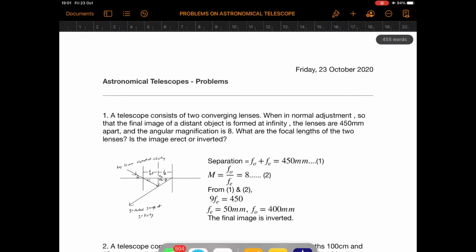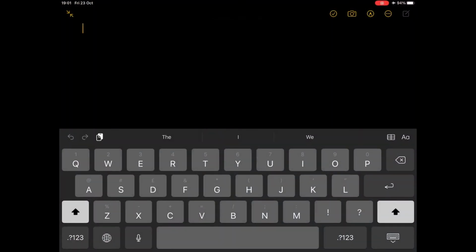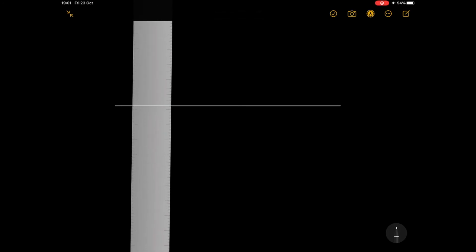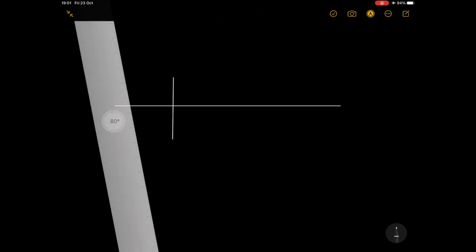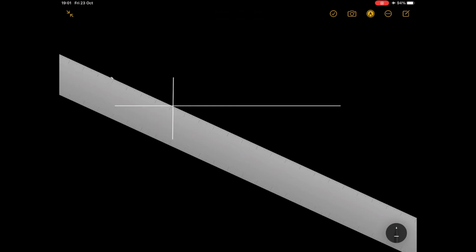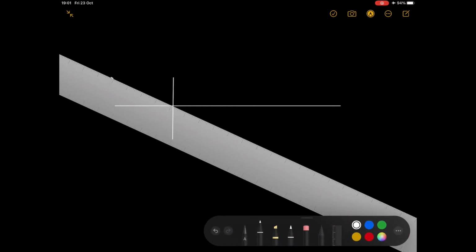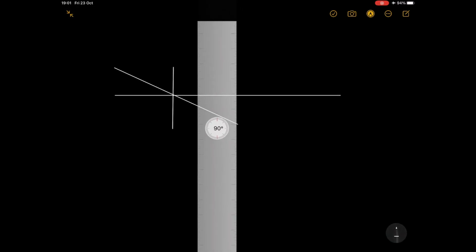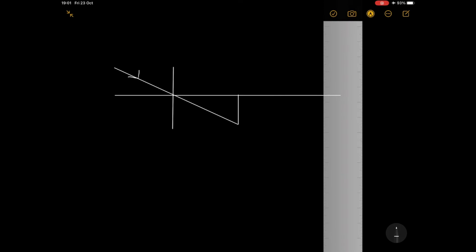This has been done in the notes, but I will just show you how it is done. Just draw a simple diagram like this. This is your objective. So the ray of light comes from infinity, and the intermediate image is formed here. So this is the ray of light coming from infinity to the objective. So alpha is here. This distance is FO.